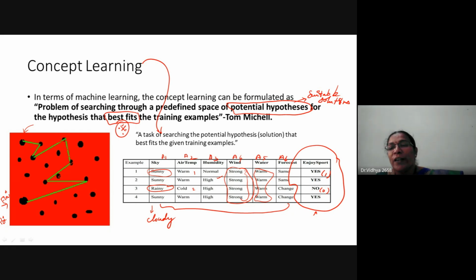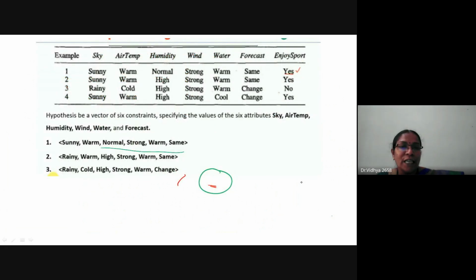In this table, you are able to see there are 3 positive examples and 1 negative example. Depending on the attributes, the decision can be taken. Let us come to this example once again. Here we have 4 different examples with 6 attributes. All 3 yes are the positive examples, and this no indicates the negative example.